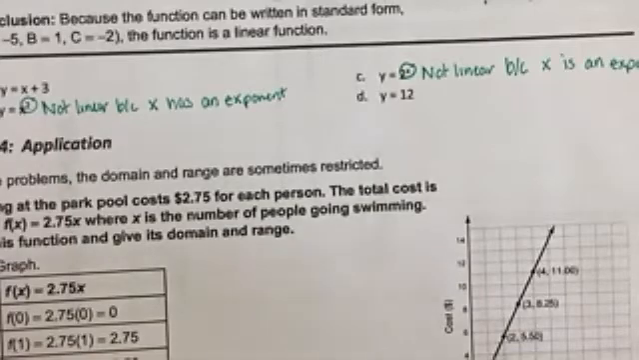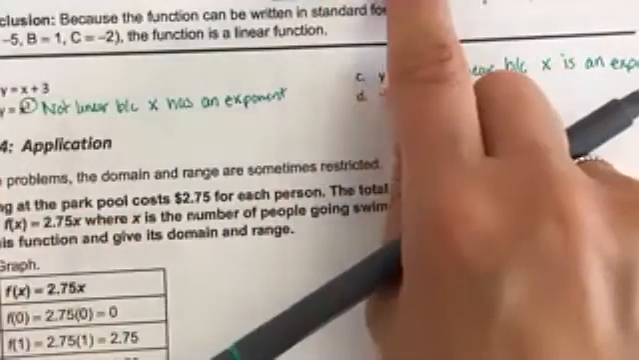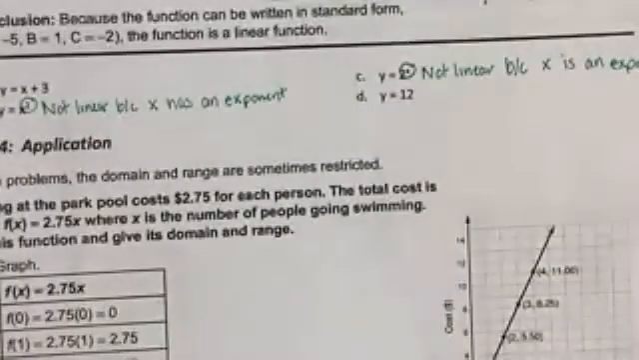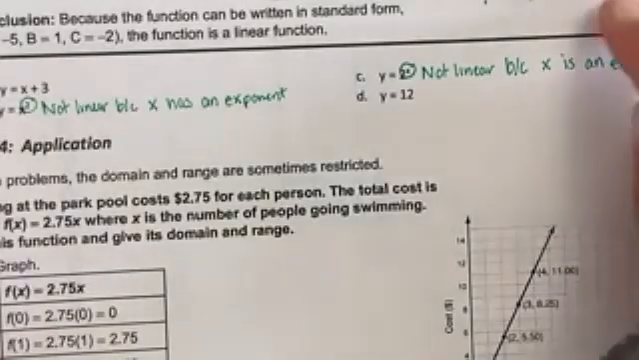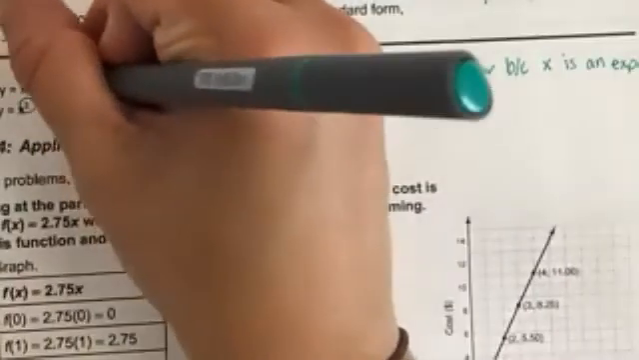Okay, so now we're with A and D. Now A, does it break any of the rules? Are there any exponents? No. Are X and Y multiplied together? No. Wait, so we can't have an exponent at all? It cannot have an exponent at all. Are X or Y in a denominator or underneath a radical sign? Any of those things? No. So then this one is yes, linear.